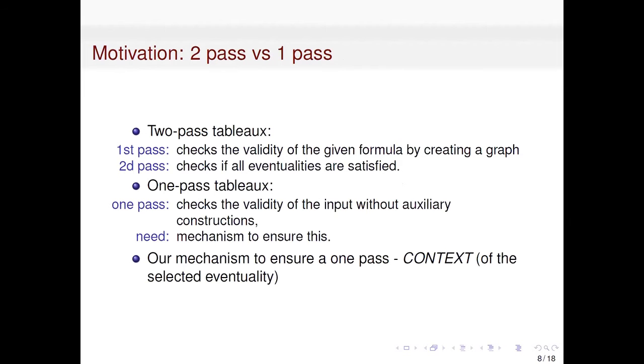So coming back to motivation, the two-pass Tableaux approach checks the validity of the given formula by first creating a structure, a graph, and then checking the eventuality satisfiability on it. That is the second pass. In the one-pass approach, we just check the validity of the input without the auxiliary constructions. But there's a payoff, of course. We need a mechanism to ensure that it works. And what we do here is involve the concept of a context, which is formed by the formulae that surround the selected eventuality.